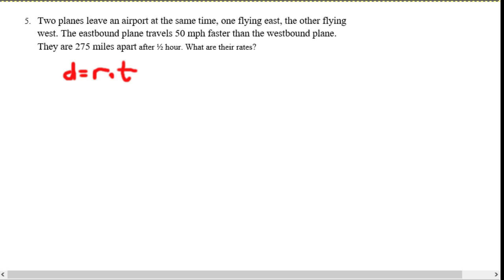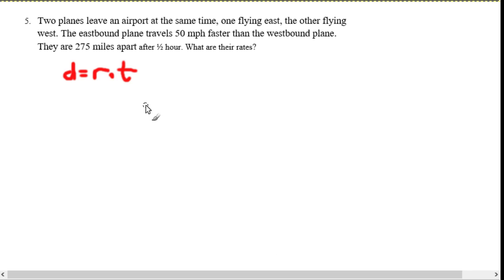Two planes leave an airport at the same time, one flying east and the other flying west. The eastbound plane travels 50 miles per hour faster than the westbound plane. They are 270 miles apart after half an hour. What are their rates? Okay, so we're looking for the rates in this case, which is the R value, right?